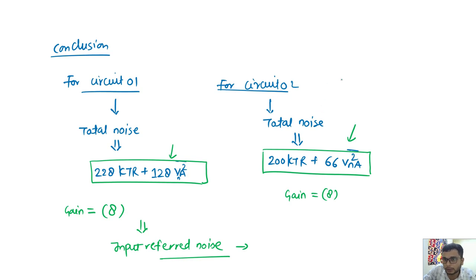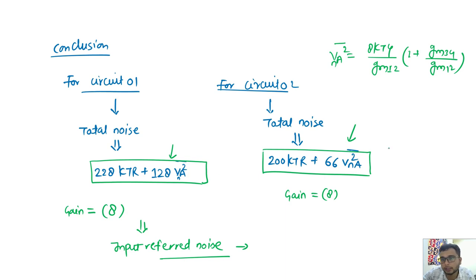So we will select the second circuit for single-ended to differential signal conversion, if we have these two circuits as options. Then what we can do here, we are seeing that it has a 66 VnA squared. And what is the VnA here? VnA squared is simply 8 kT gamma times 1 over gm1,2 of the input pair, plus gm3,4 divided by gm1,2. So it has less noise than this, nearly 2 times.